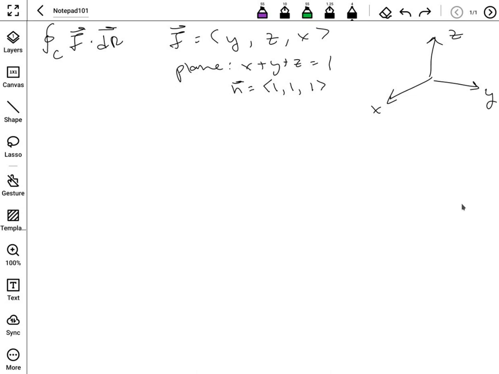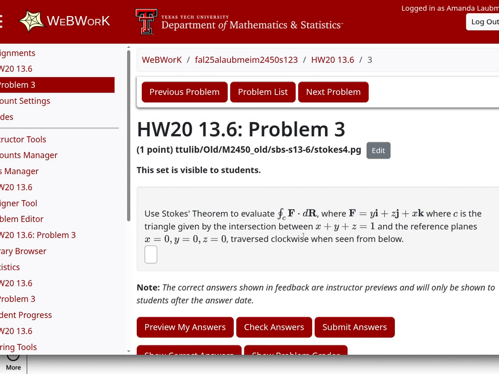Or I could think about that when I set y and z equal to 0, it means x is 1. Similarly, x and z equal to 0 gives me y is 1, and x and y equal to 0 gives me z is 1. And so when they said triangle, they meant that triangle right there, where the plane gets sliced by the coordinate planes. And I'm told it's traversed clockwise when seen from below.